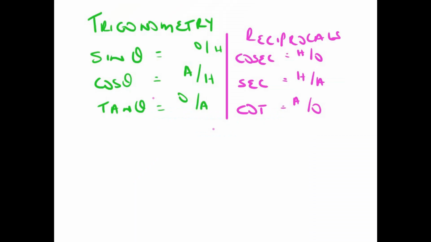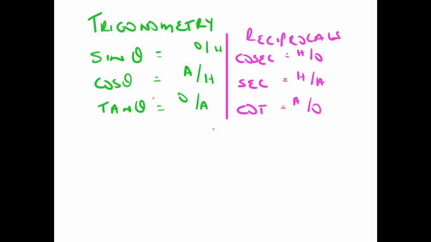Good day, everybody. Today we are going to be discussing reduction in trigonometry. Before we begin, let's look at our ratios. Our sine ratio is opposite over hypotenuse. Our cos ratio is adjacent over hypotenuse. And our tan ratio is opposite over adjacent.